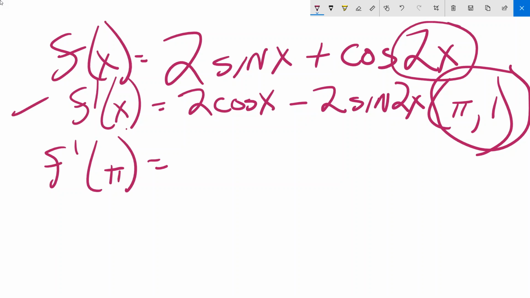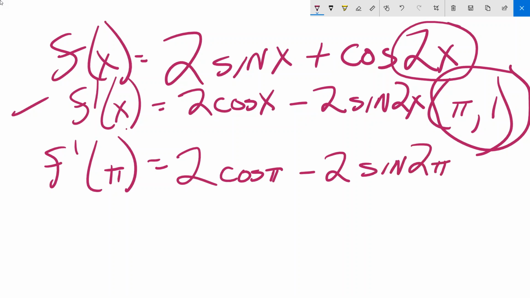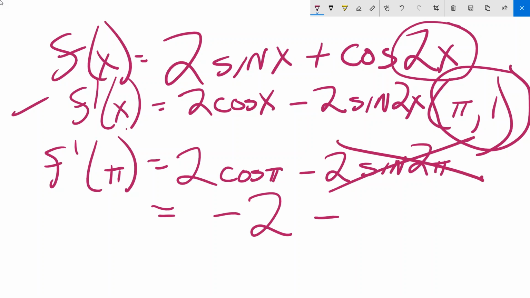All right. So that's going to be cosine of pi minus 2 sine of 2 pi. Well, that's right. Let's come up with that number. What's 2 cosine of pi equal to? Is that negative 2? Yep. And what's sine of 2 pi equal to? That is 0. So our answer is minus 2. That is the slope of the tangent line when x equals pi. Okay.